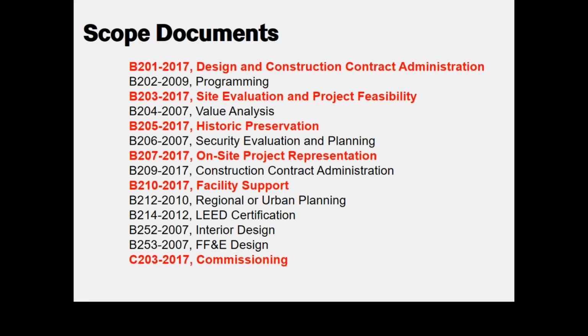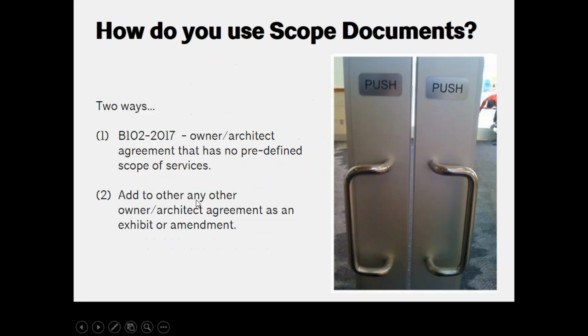Now, if you look at the dates for those documents, you'll notice that the regional and urban planning document was created in 2010, so we'll probably be revising that in 2020. And the LEED document was created just 5 years ago, so we will not be revising that for probably another 5 years unless there's a real need. But the ones that we have revised this year are all due for a 10-year revision. And so that's why we're going to be talking about those today.